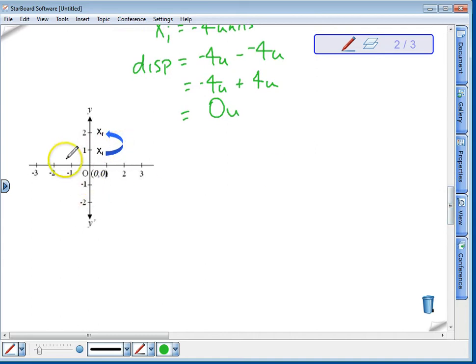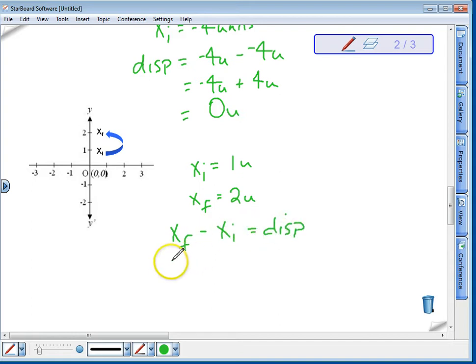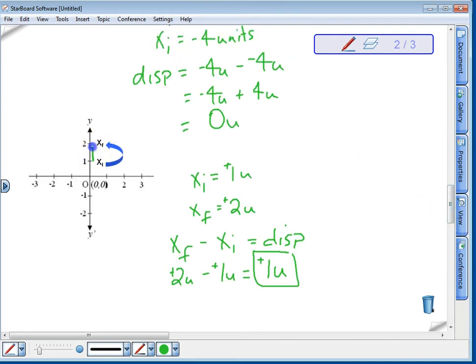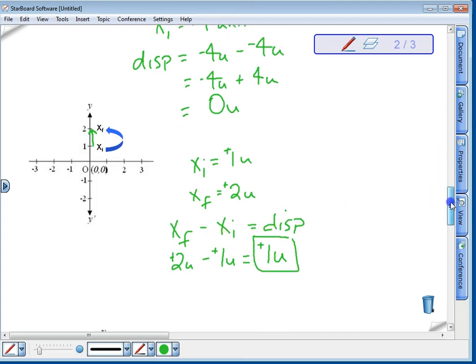Let's look at this one. Now I'm not going left and right. I'm going up or down. So I'm starting at 1 unit and I'm ending at 2 units. So when I plug into my formula, x sub f minus x sub i, to get displacement, I can say +2 units, sorry, these should have positives, minus +1 unit gives me a +1 unit of displacement. If you look, that makes sense because I went up, so I should have a positive direction on my displacement.